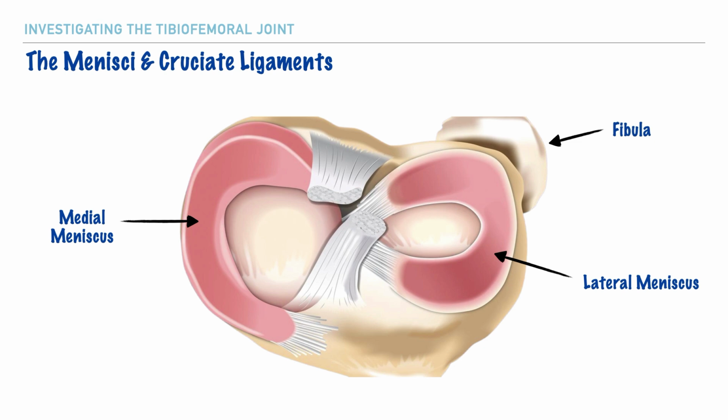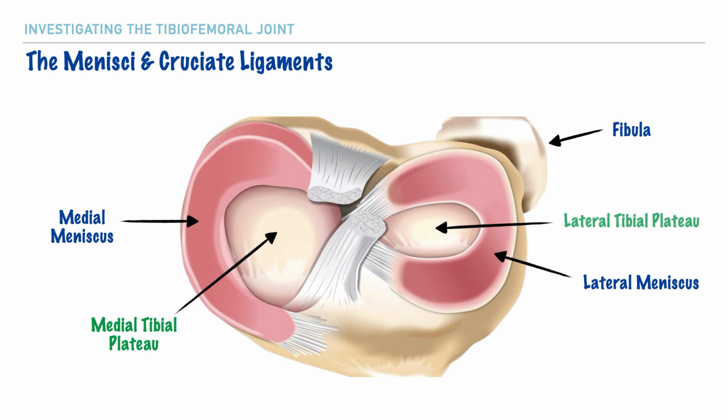Now that we've labeled the lateral and medial meniscus, it also becomes easier for us to identify the medial and lateral tibial plateau. And it's here that we also find the articular cartilage of the knee. We are also able to identify the location of the anterior and posterior cruciate ligaments, getting a better idea of their attachment sites.